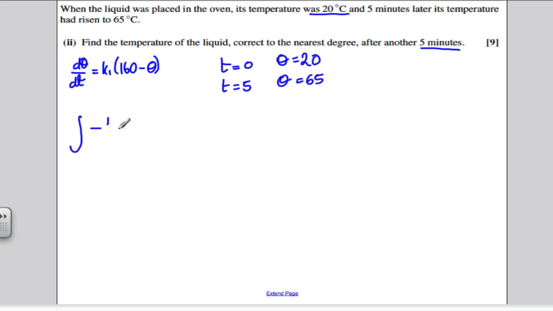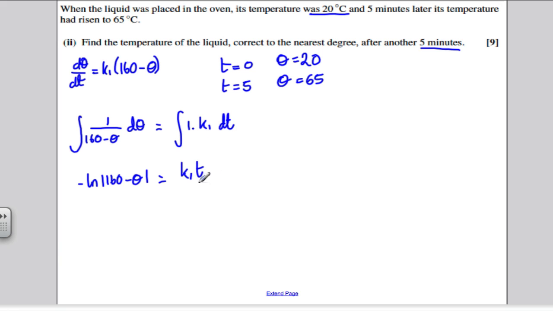The integral of 1 over 160 minus theta with respect to d theta must be equal to the integral of 1 times k1 with respect to dt. So if we integrate both sides, this integral integrates to minus ln of 160 minus theta, and this here integrates to k1 t, and we're going to get another constant of integration which I'm going to call k2.